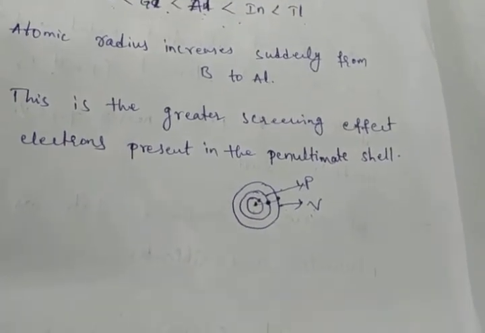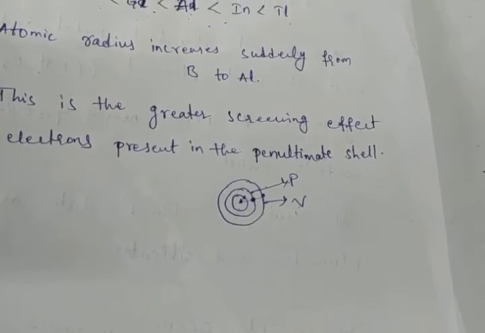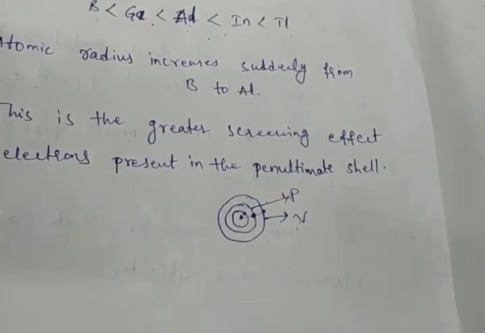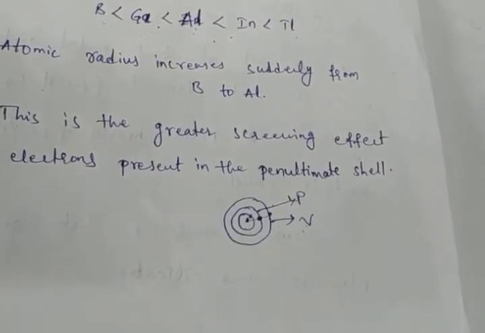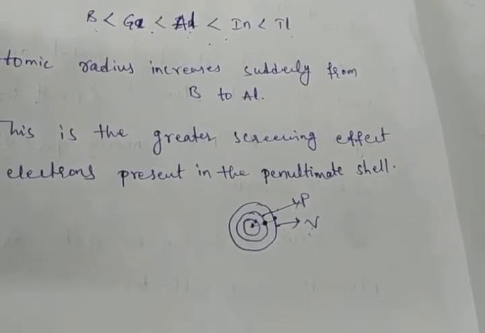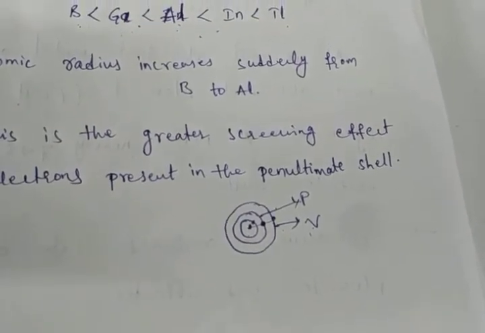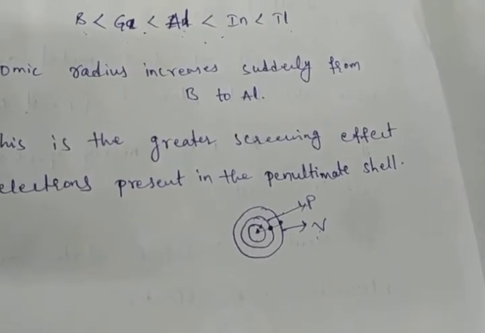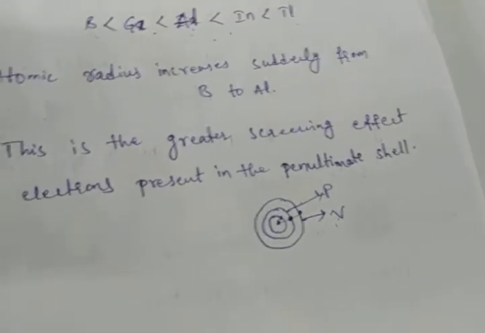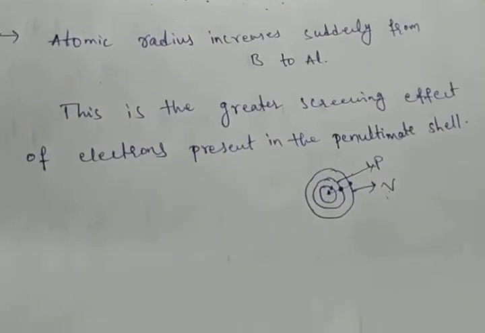How can we define the screening effect? The nucleus attraction force on the valency shell electrons will be decreased due to the penultimate shell electrons. The penultimate shell electrons act as a shield. That is called screening effect. Okay, did you understand the screening effect? This is about the screening effect.